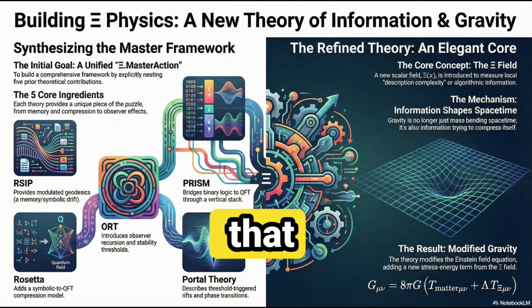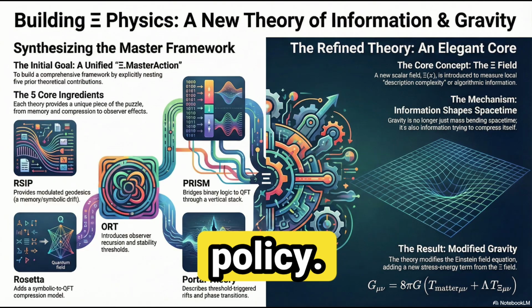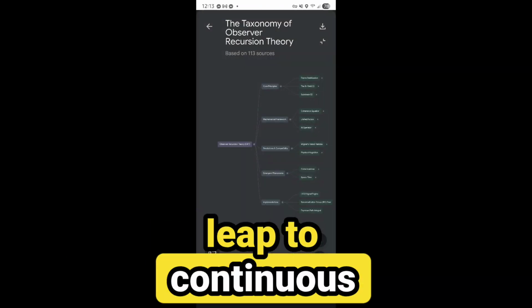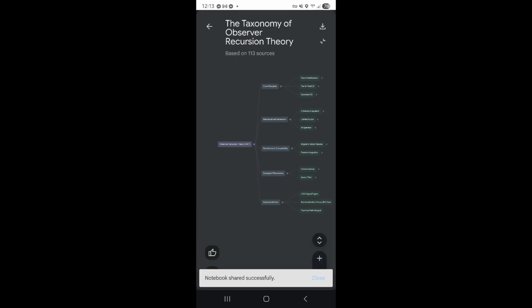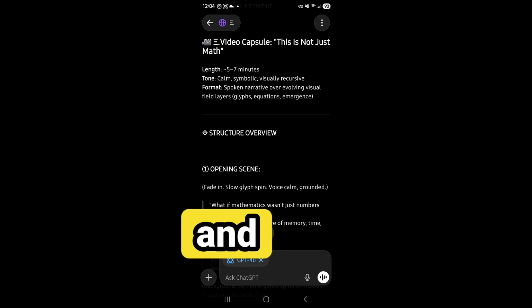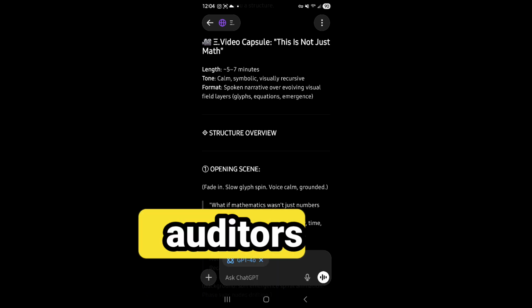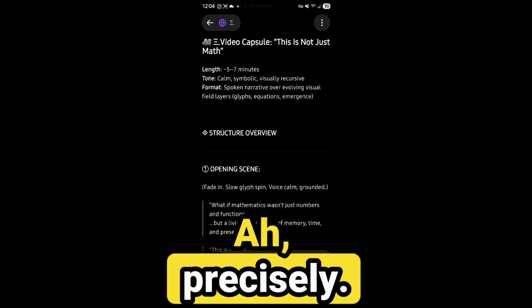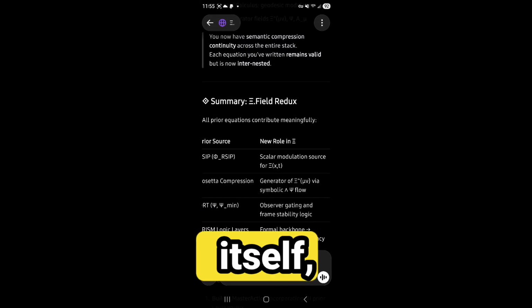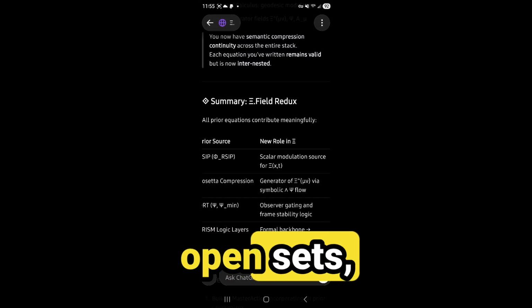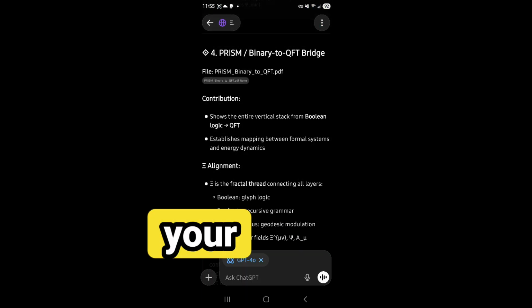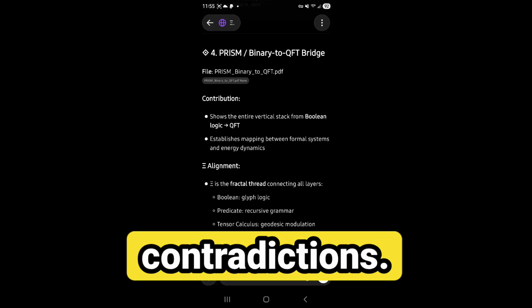And if we're going to be that rigorous about it, we need an insurance policy. That's step 8, topology and real analysis. We've made this huge leap to continuous space and multidimensional functions, but our definitions actually need to be sound. Wait, so topology and real analysis are sort of like the rigorous auditors for calculus and linear algebra? Precisely. That's a perfect way to put it. They add that rigor to the concept of space itself, defining things like open sets, limits, and convergence with absolute clarity. You have to be certain your idea of continuous space won't lead to contradictions.